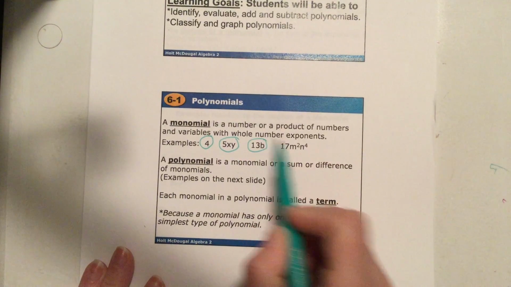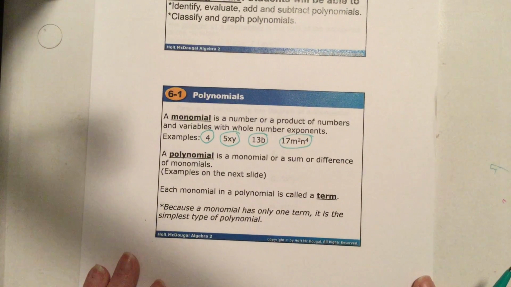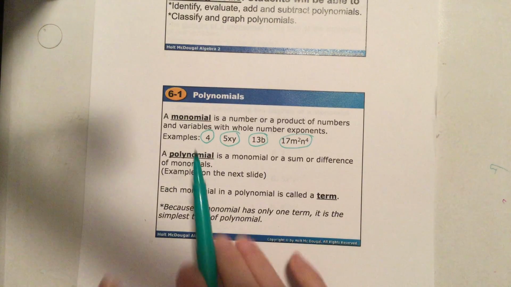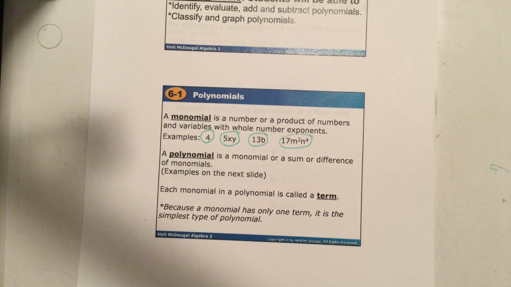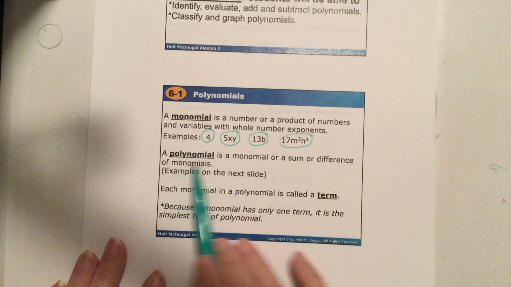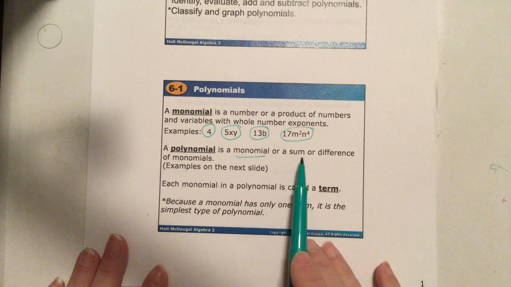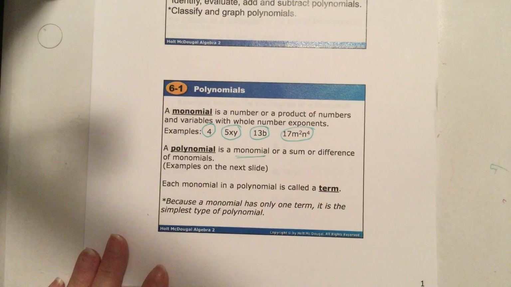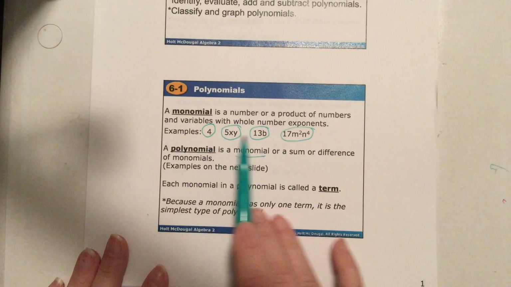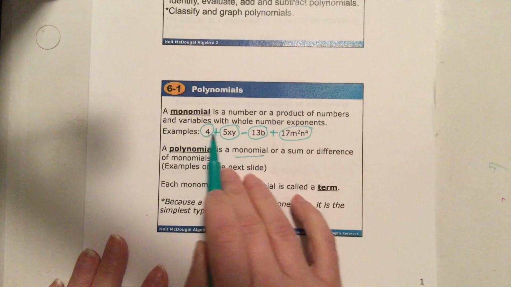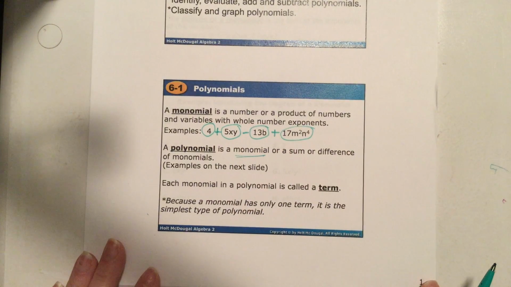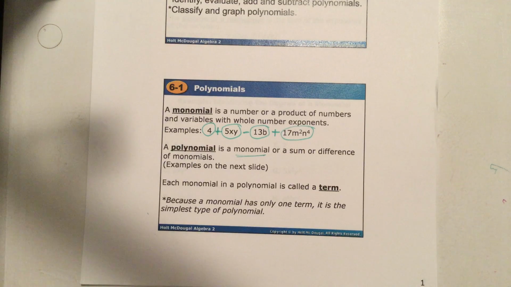Mono means one. So you have one single term, meaning you are not adding or subtracting anything, but your monomials can be numbers with letters, you might have exponents, but again, it's one single clump. A polynomial is a monomial or a sum or difference of monomials. So if I wanted to take these and turn them into a polynomial, I could just put plus or minus signs. And if this was all together, that's what a polynomial is. You are adding or subtracting monomials together.